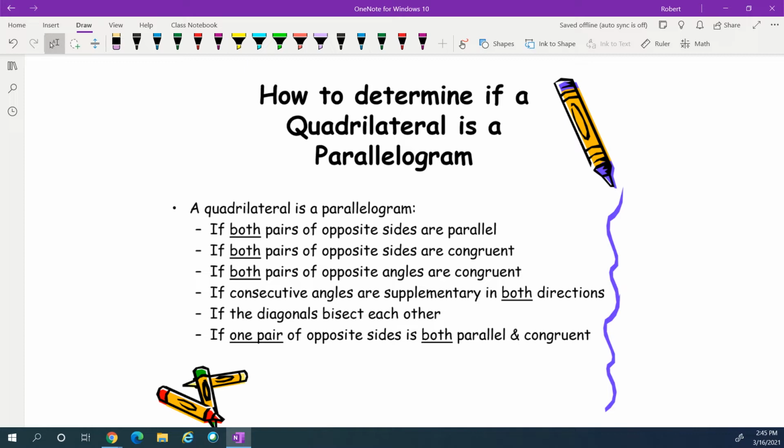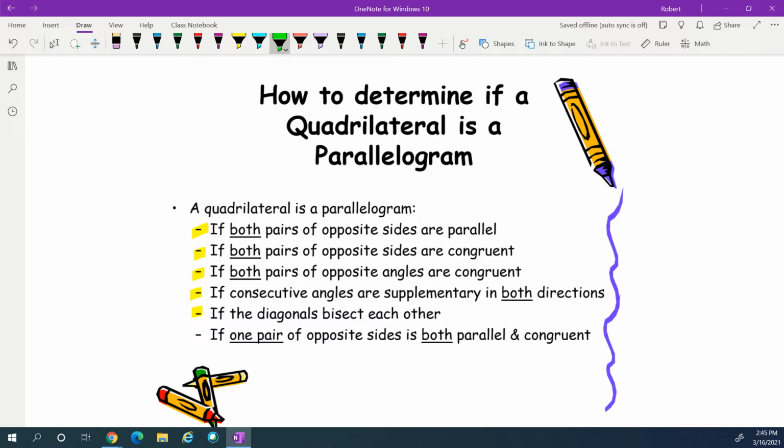We check or test to see if the diagonals bisect each other. So those 5 are the properties of a parallelogram. If any of those properties are true, then we have a parallelogram. We don't have to confirm all of them. We have to check and confirm one of them.